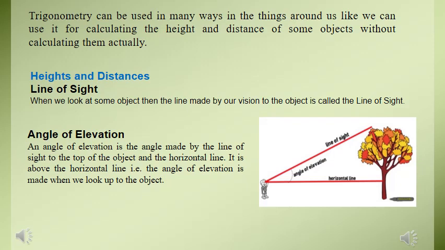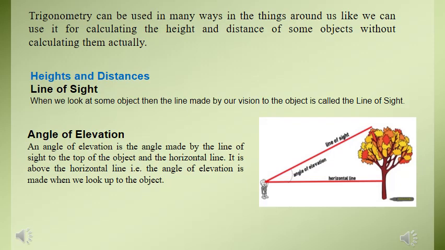Sometimes it may not be easily possible to measure with a measuring tape the height of a big tree, apartment, or tower, the width of a river, or the distance between a ship and the lighthouse. We can determine these with the knowledge of trigonometry. So students, in this topic basically we'll discuss height and distance. The first concept is the line of sight.